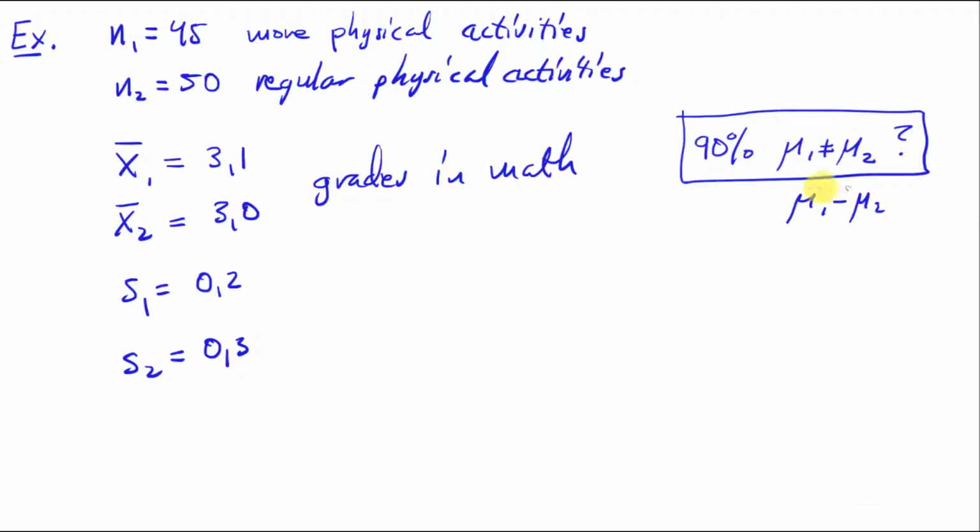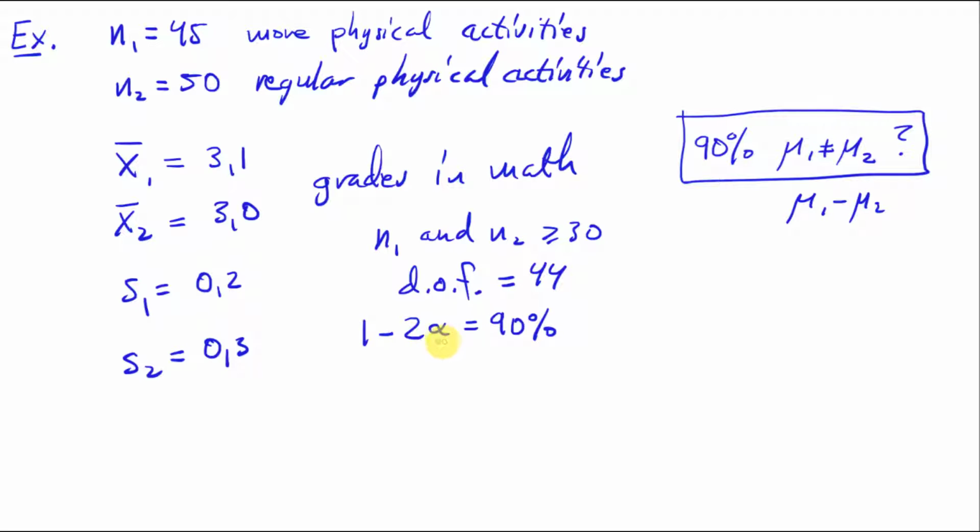To do that, we want to examine the difference in expectation values of the two groups. Since both sample sizes are larger than or equal to 30, both means are normally distributed. The degrees of freedom are 44 for this group, 49 for this one, so the smallest one is 44. Then the confidence interval with 1 minus 2 alpha equal to 90%, and degrees of freedom 44 gives t alpha equal to 1.68 according to the table, where alpha is 5%.